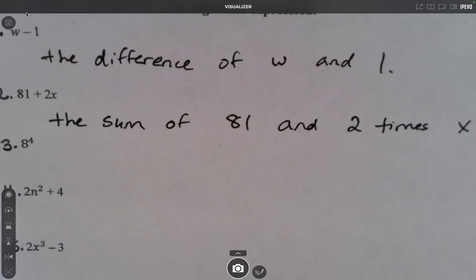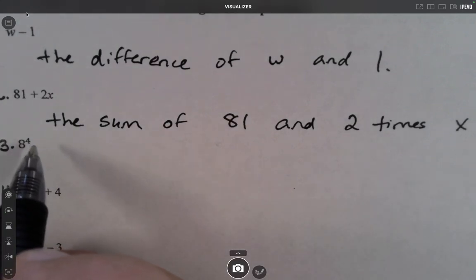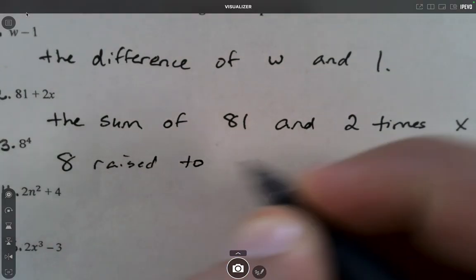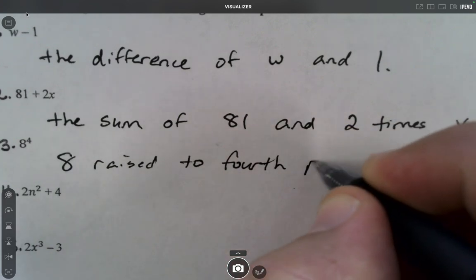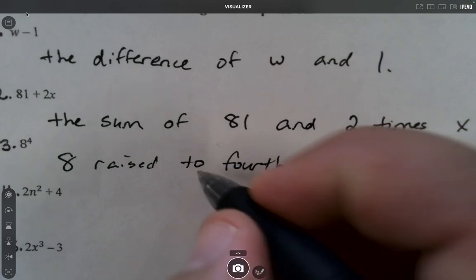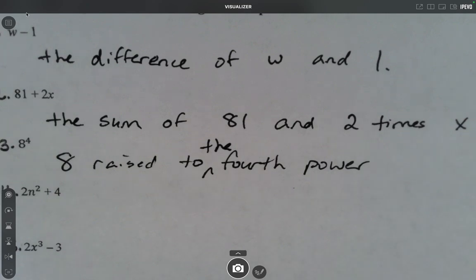Now in number 3, we have one of the exceptions. So there's not any adding, subtracting, multiplying, or dividing happening here. So we don't need to see one of the words sum, difference, product, or quotient in this one. This one we just have a number and an exponent. So all we have to write is 8 raised to the 4th power. And I won't be picky if you use the word power. If you just say 8 to the 4th, I'll accept it. 8 raised to the 4th, 8 raised to the 4th power, 8 to the 4th power, that's all fine.